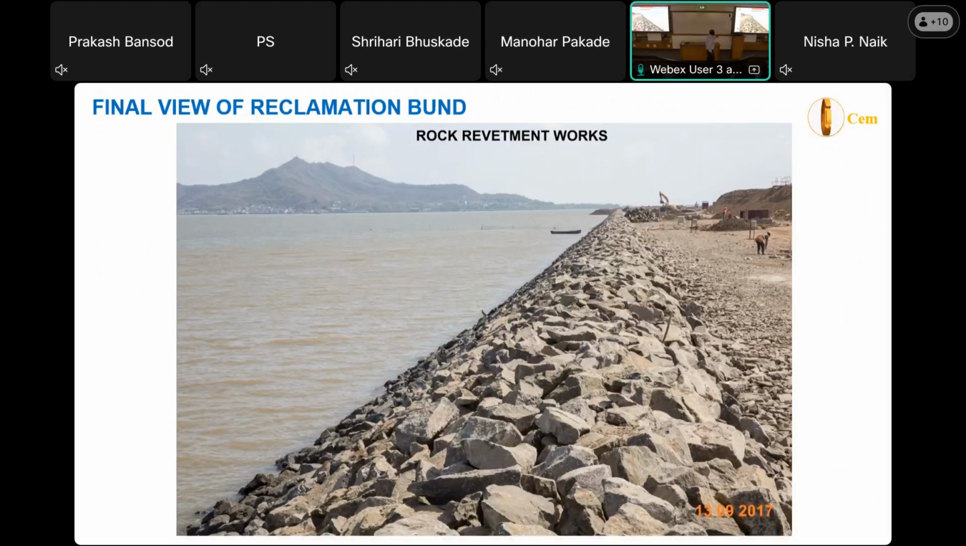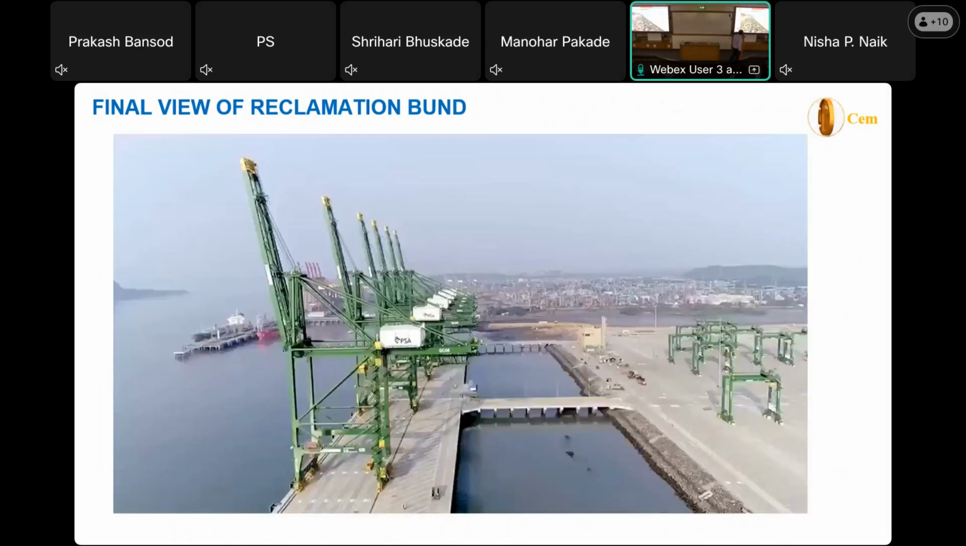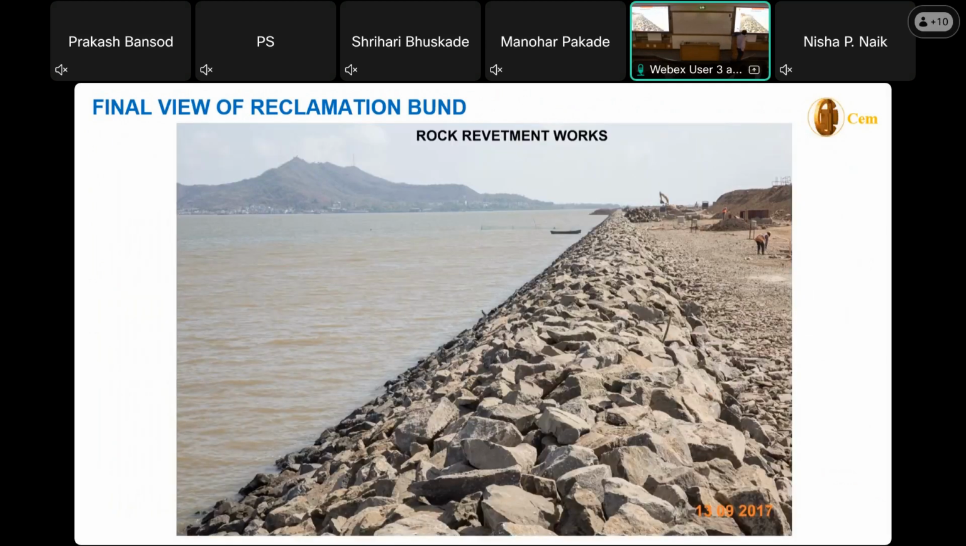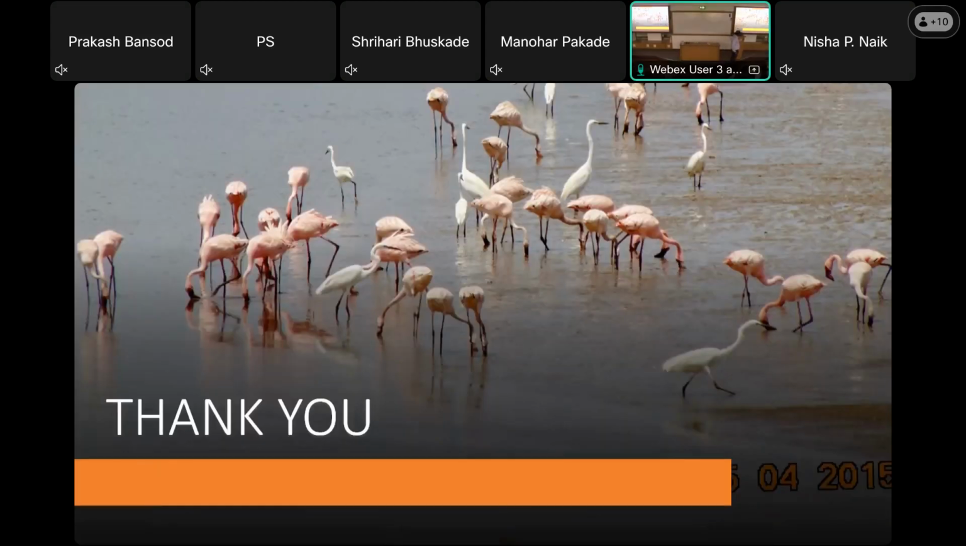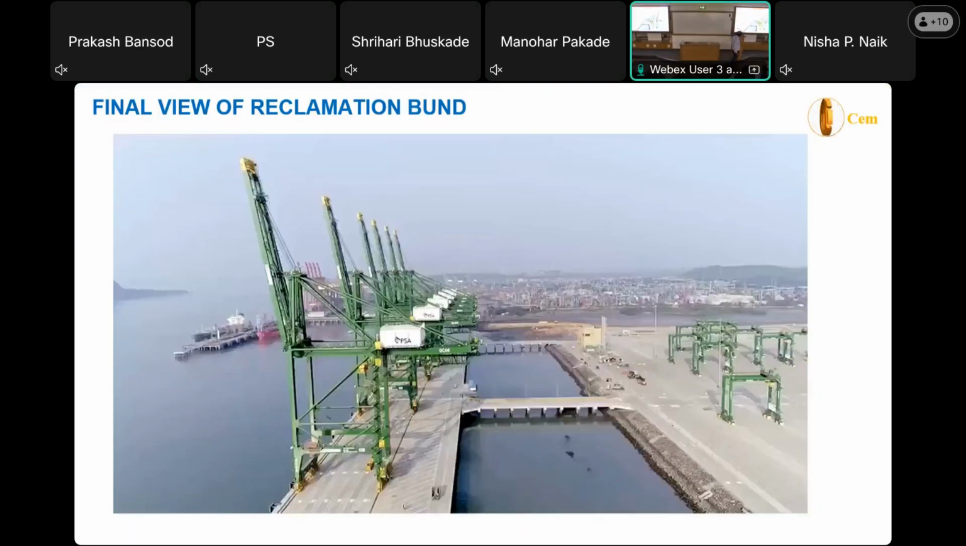This is a photograph of the completed land. The edge had a rock revetment, which is for shore protection, because the waves will come. This is the edge. This is a completed view of the project. This is a jetty. This is the approach.